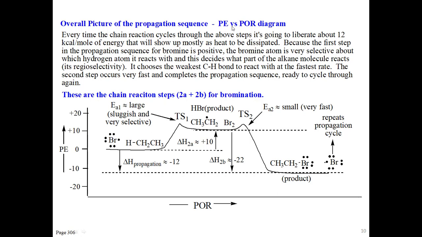So if we look at the potential energy versus progress of reaction diagram for both steps together, what we see is we start off with this bromine atom, grabs a hydrogen, we go up 10 kcal.